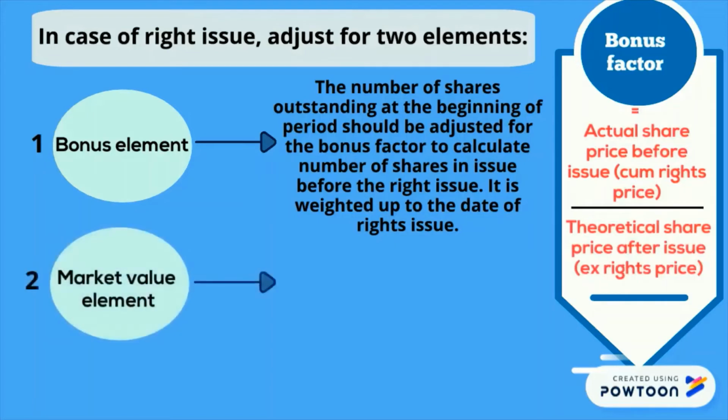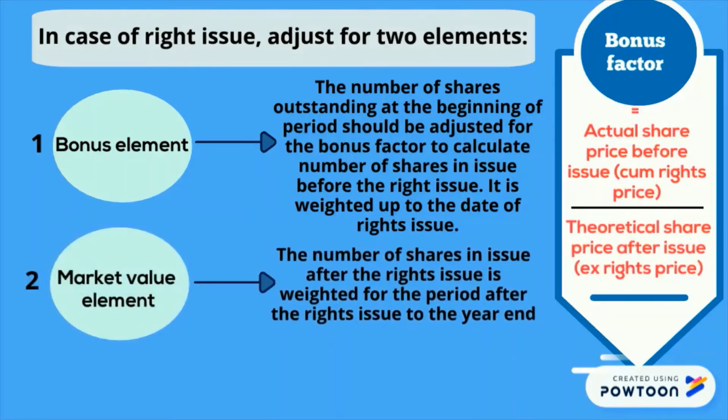For the market value element, the number of shares in issue after the rights issue is weighted for the period after the rights issue to the year end. Add the number of shares from both of the elements to find the total weighted average number of ordinary shares. This will be further explained in the example question at the end.